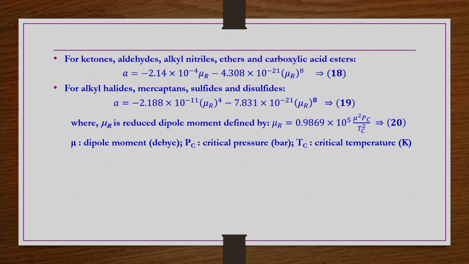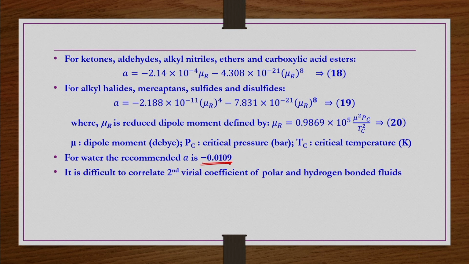Once you have this mu r information, then the A and B constants you can find out depending on the nature of the fluid under consideration, and then that can be used in equation number 14 to get the required B information. For water, A is recommended as minus 0.0109.